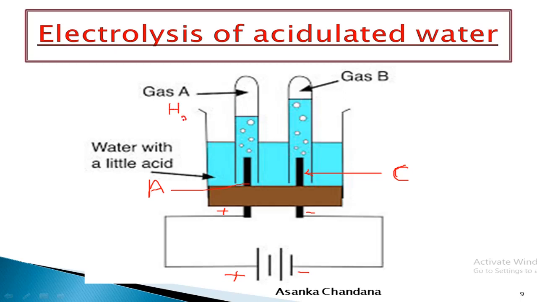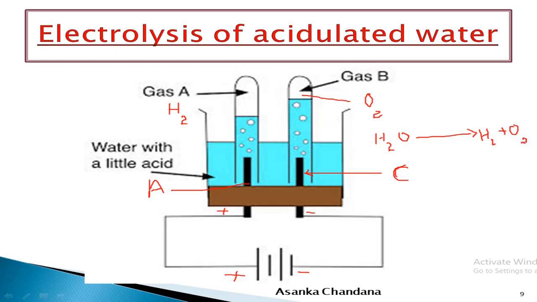Right. And if we insert the glowing splinter into B, it ignites well. So here contains oxygen. Right. Water is H2O. When water is electrolysed, it becomes hydrogen and oxygen.